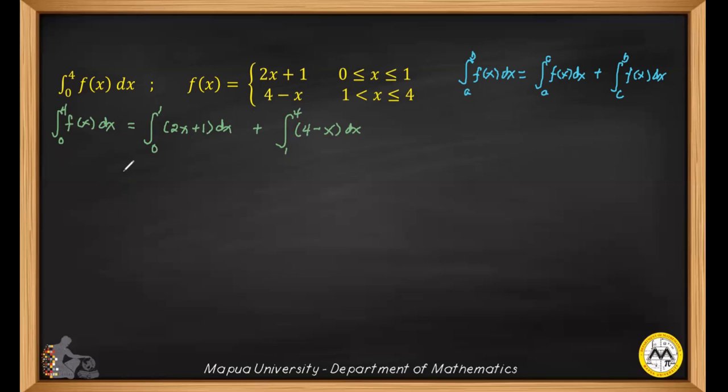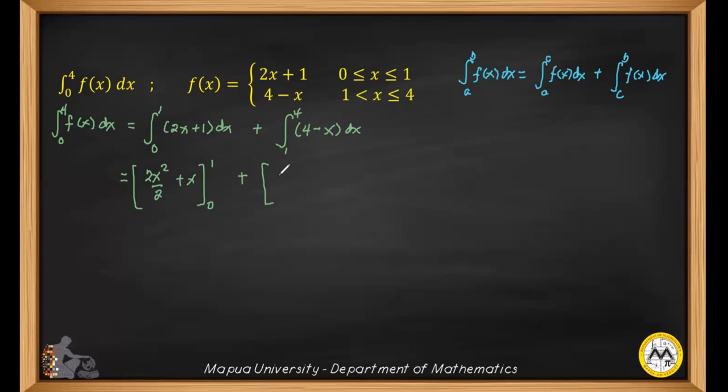Okay, hence, evaluating the integral of 2x plus 1 dx gives us 2x squared over 2 plus x. The integral of dx is x, and this must be evaluated from the lower limit 0 to the upper limit 1, plus the integral of 4 minus x dx.